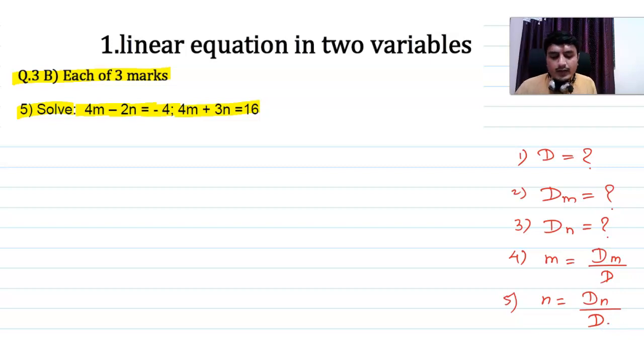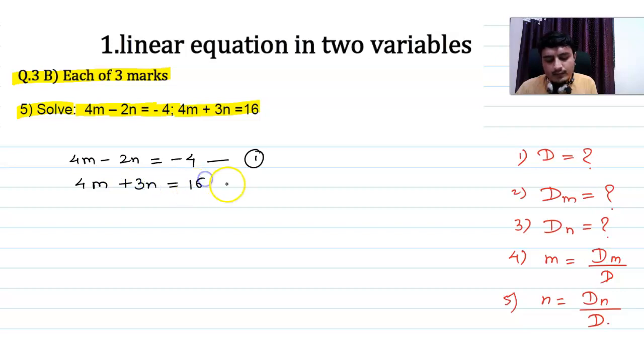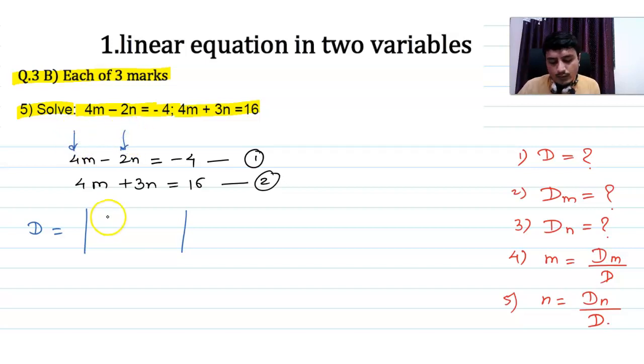Now let us write down the equations one after the other: 4m minus 2n is equal to minus 4, call it equation number 1, while the other equation is 4m plus 3n is equal to 16, call it equation number 2. Now let us find the value of determinant d. Determinant d is the determinant of coefficients of m and n from equations 1 and 2. Look at the coefficients of m and n from equation 1: we have 4 and minus 2. So the first row of the determinant has 4 and minus 2.